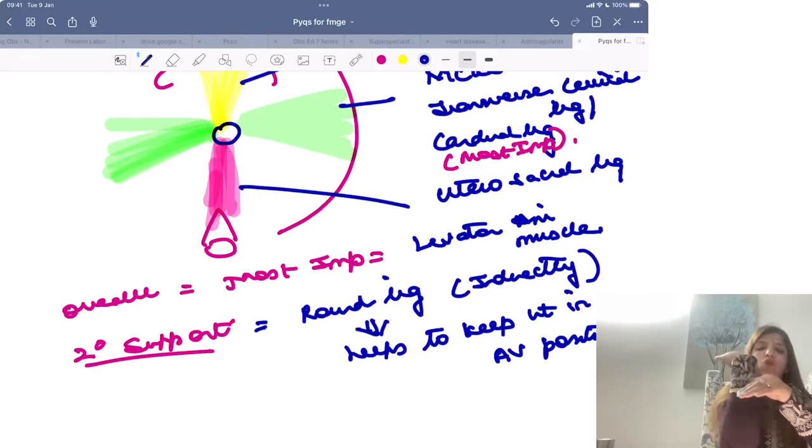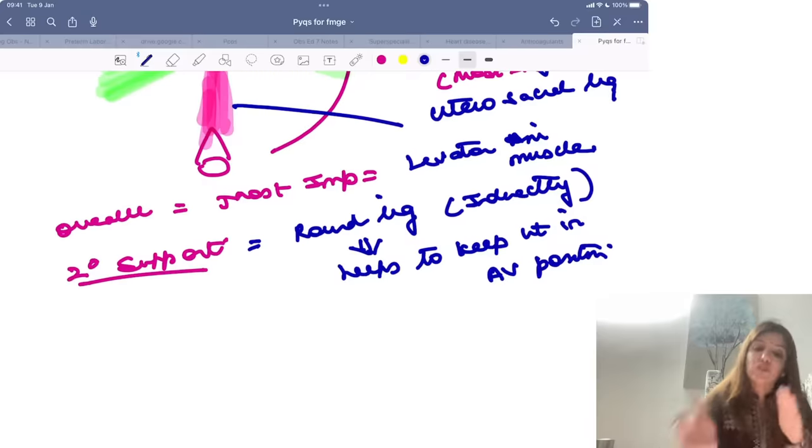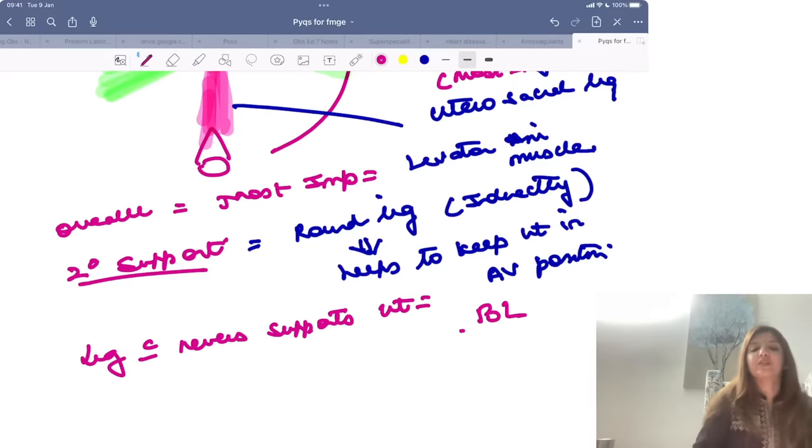As soon as the uterus becomes retroverted, it becomes easier to fall, right? So the antiverted position helps prevent prolapse. Because the round ligament keeps the uterus in the antiverted position, that is why it indirectly supports the uterus. Now, a ligament which never supports the uterus is the broad ligament. Broad ligament never supports the uterus, right?